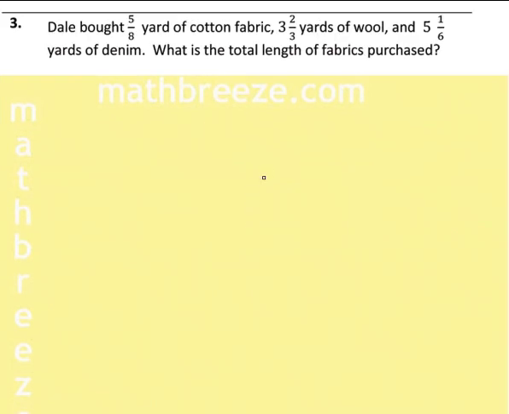Number 3 says Dale bought 5/8 yard of cotton fabric and 3 2/3 yards of wool and 5 1/6 yards of denim. What is the total length of fabrics purchased? So we're adding 5/8 plus 3 2/3 plus 5 1/6. Let's get a common denominator. And so here we have denominators of 8, 3, and 6.